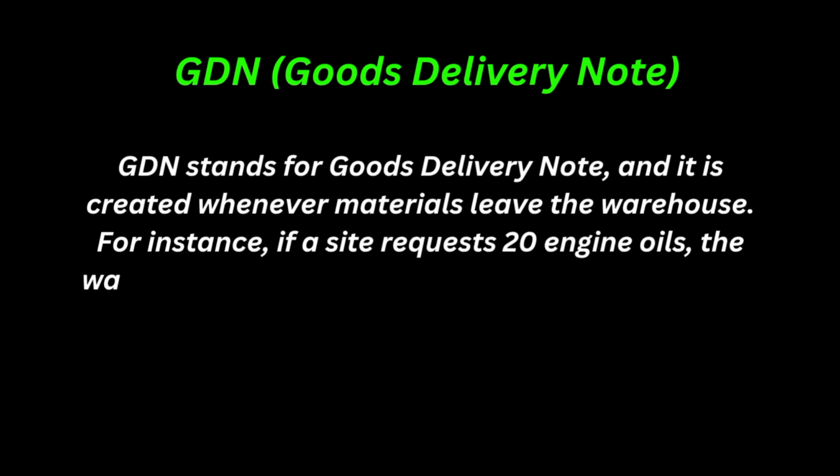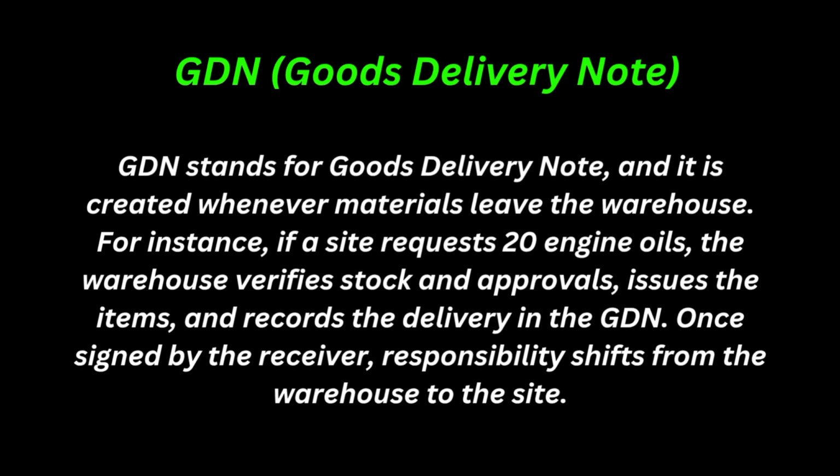GDN. GDN stands for Goods Delivery Note, and it is created whenever materials leave the warehouse. For instance, if a site requests 20 engine oils, the warehouse verifies stock and approvals, issues the items, and records the delivery in the GDN. Once signed by the receiver, responsibility shifts from the warehouse to the site.